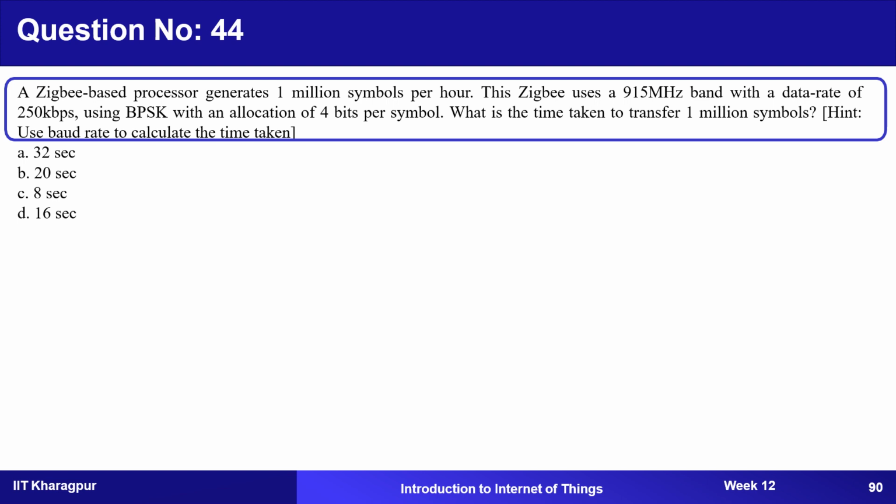Now you can calculate the time taken to send your 1 million symbols. That is 4 into this 1 million. So it is 16 seconds. Whenever you calculate this, it will be 16. The other values you don't have to use. You only have to use the data rate and the 4 bits in order to calculate the total data.